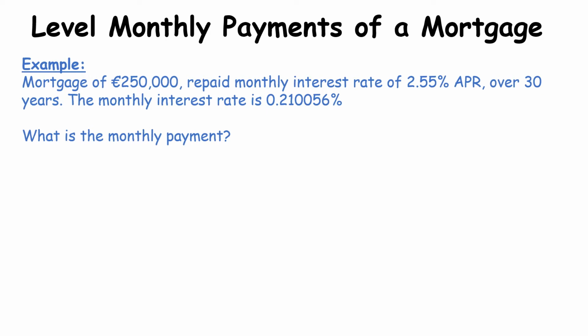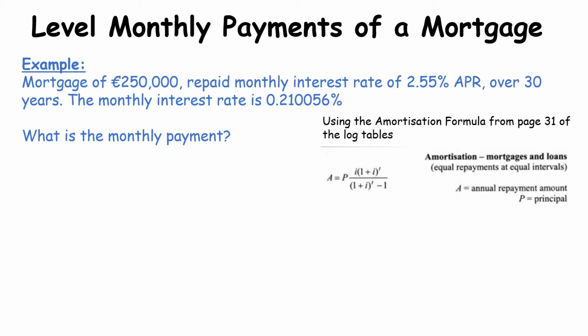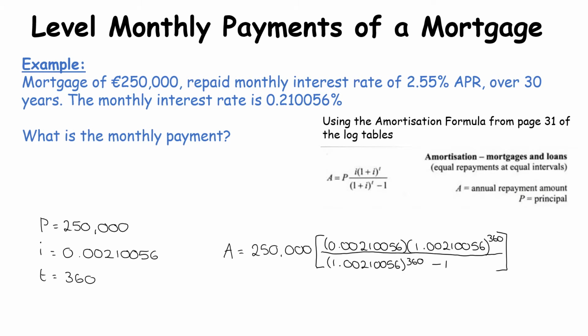So then what will be the monthly payment? We're going to use that amortization formula from page 31 of our log tables. Let's give this a go. We have the loan itself, which in this case is a mortgage, of 250,000. We have our I as 0.210056, but remember we need that in decimal, so that is 0.00210056. And the time is going to be 30 years, however it's going to be paid monthly, so 30 by 12 is 360. So let's put that into the formula, and it looks something like this.